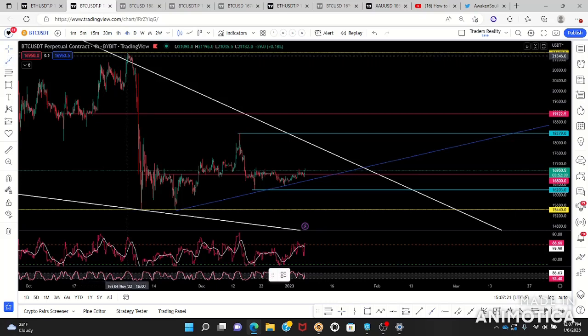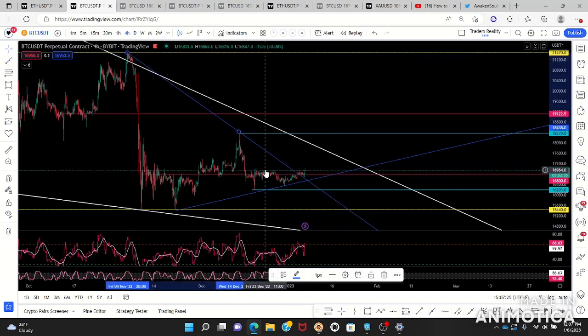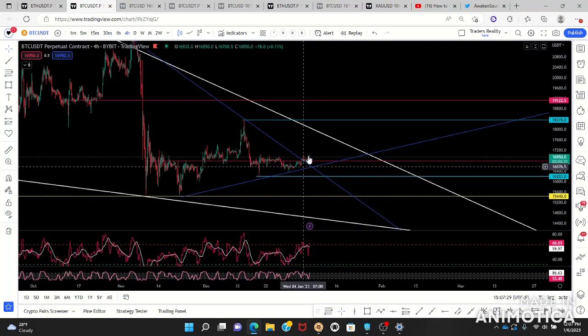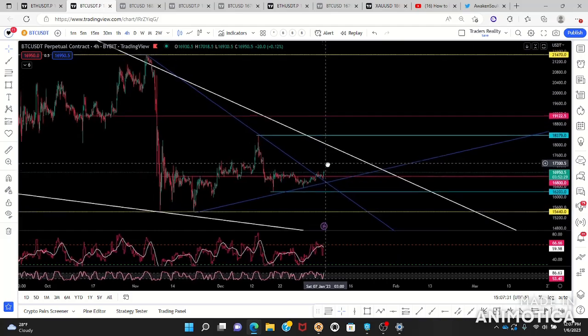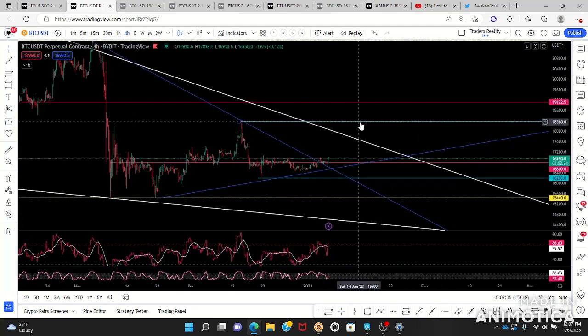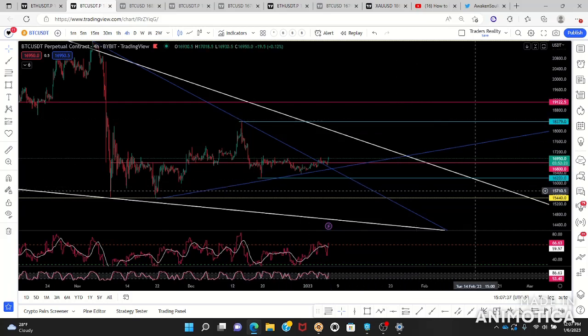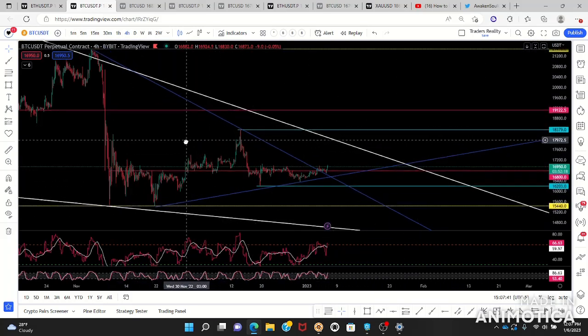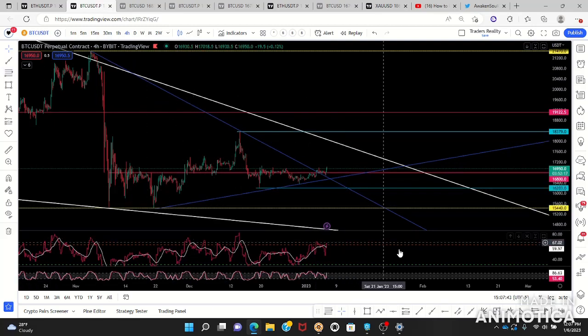Then we have 1 touch, 2 touch. And as we can see, this price has broken to the upside. Okay, so now that we have our trend lines, let's go ahead and get our Joe targets.